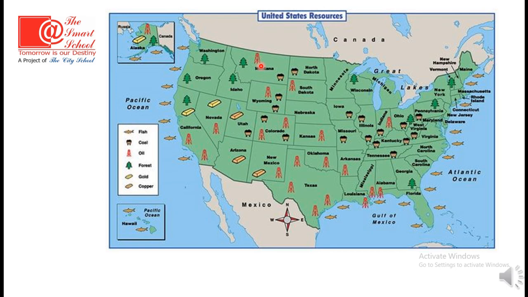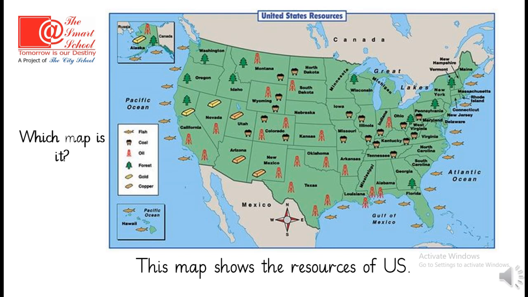Other resources are also shown here. If you see this symbol, it is used for oil. So what does it mean? That all these states of the United States have oil. Then this symbol is used for forests. Wherever this symbol is used, it means that in these states there are forests. So, this is a resource map.